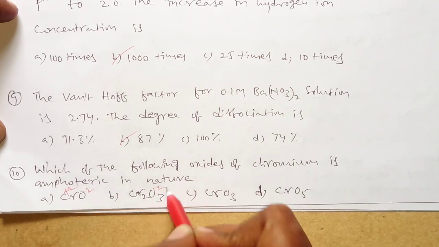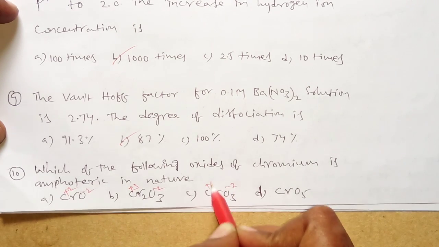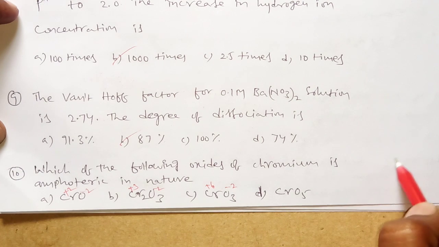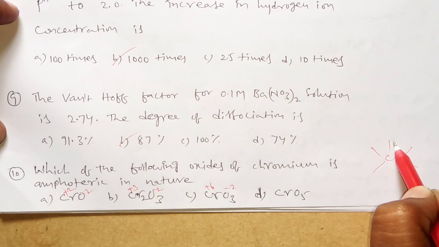Cr2O3, oxygen you know is -2, so automatically chromium is +3. So chromium, this is -2, automatically this is +6. CrO5 is nothing but we have to take the structure. So we have to take the structure like this.